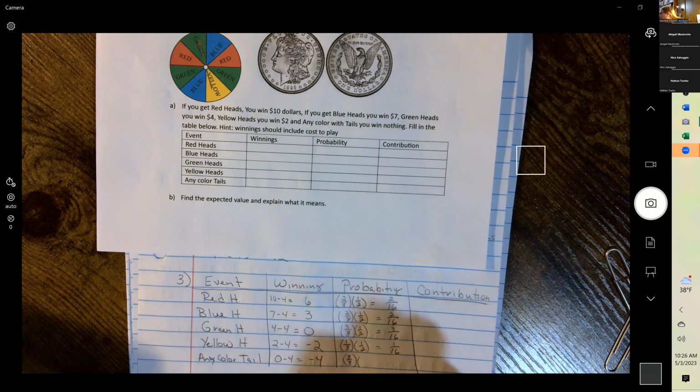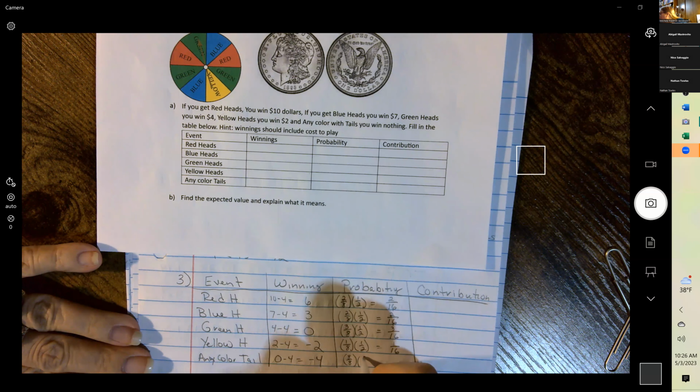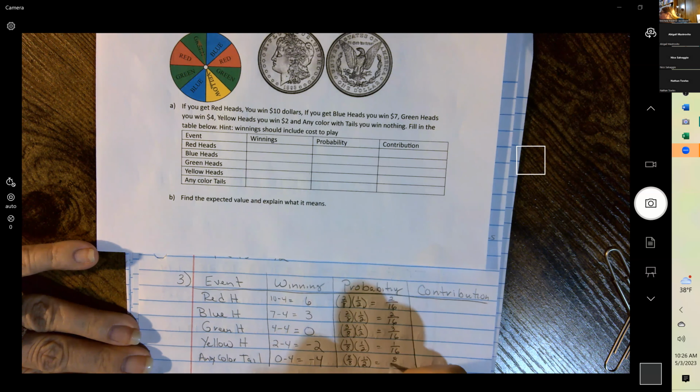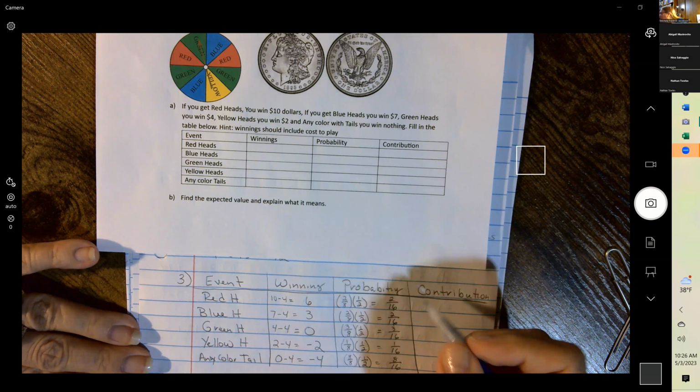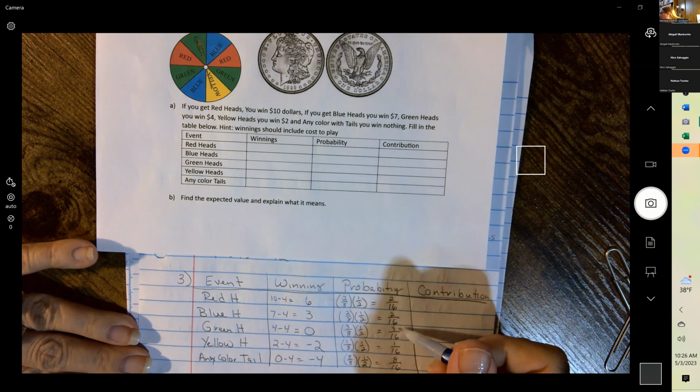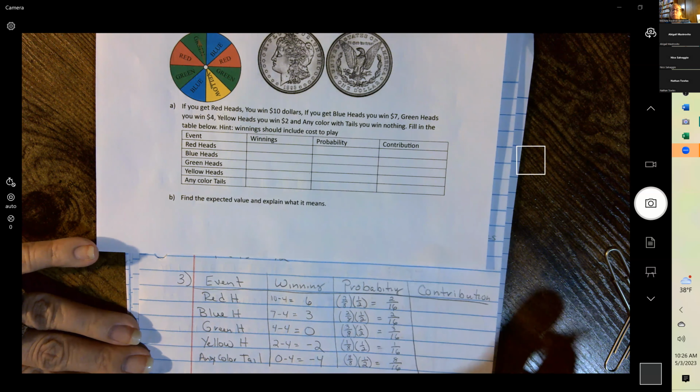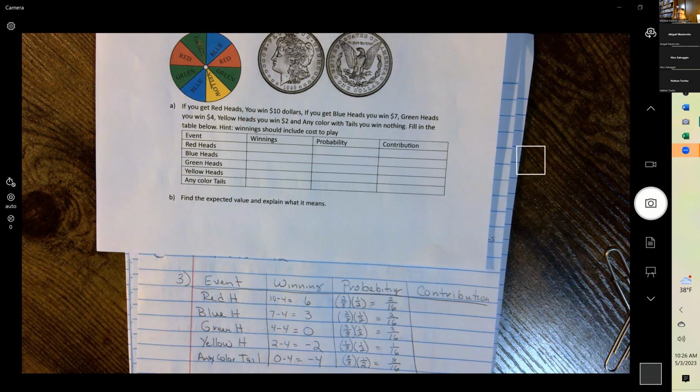Probability of a tail. 1/2. Notice when you add these, 2, 4, 5, 6, 7, 8, and 8, 16/16. That means I got all of them, and that's why I didn't reduce. Now, if you add all the decimals, they'll add up to 1.